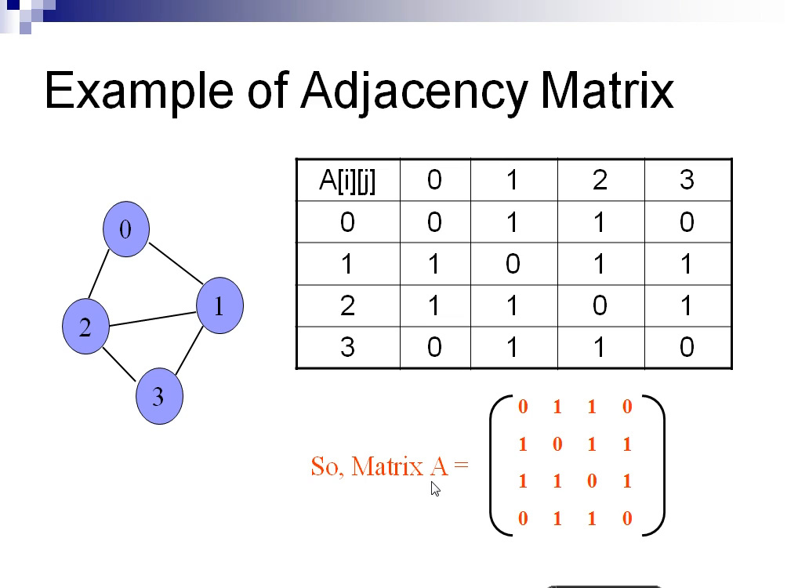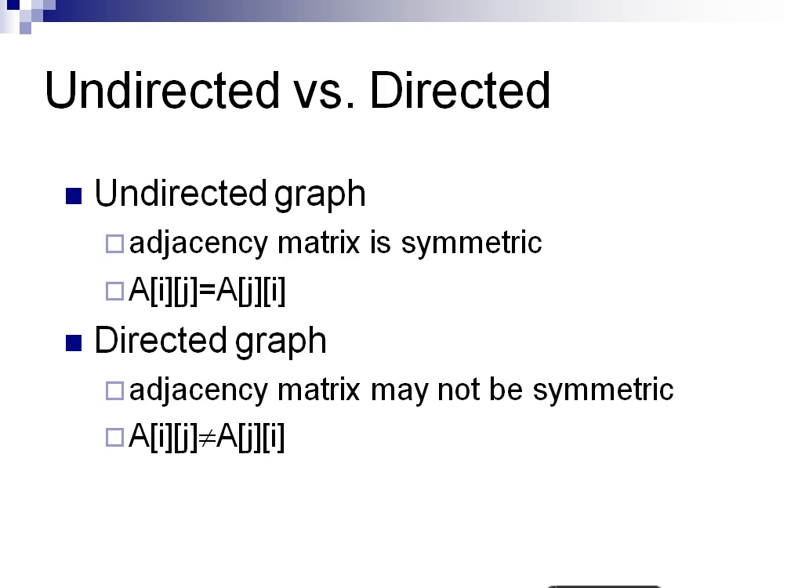So matrix A for this particular graph is given by this matrix. Okay, I hope you have understood how to build an adjacency matrix. Let us move to the next point.